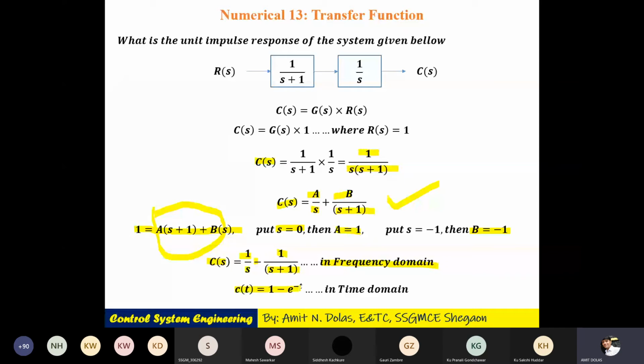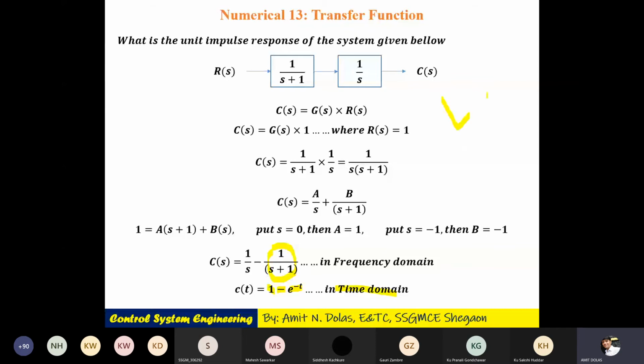In time domain form, you know that 1 by S is converted into 1 by inverse Laplace transform, and 1 by S plus 1, this is the format 1 by S plus A, that will be e raised to power minus AT, and A is 1 here, thereby the minus sign as it is, and this term, by taking the inverse Laplace transform, will be e raised to power minus t. It is e raised to power minus 1t or e raised to power minus t, it is the same. So it is in time domain.